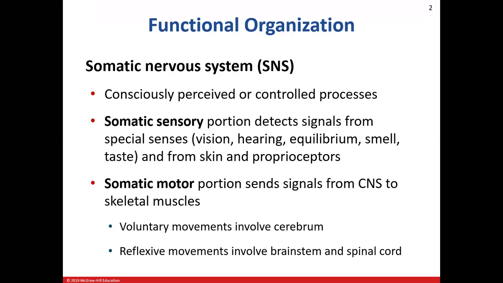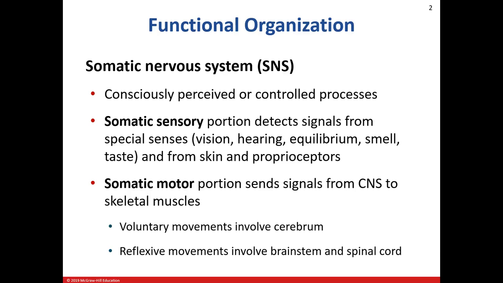So when we look at the somatic nervous system, it is this consciously perceived or controlled process. So we're looking at what we detect from conscious awareness. The somatic sensory portion detects signals from our special senses, which are going to include our vision, hearing, equilibrium, smell, and taste, and then also from the skin and our proprioceptors.